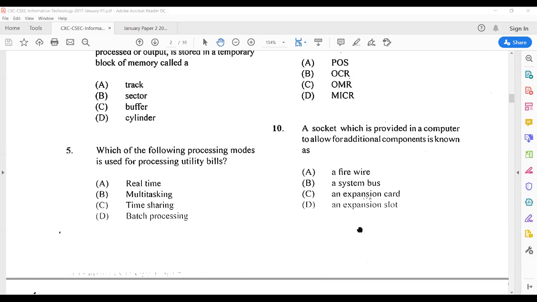Okay, so firewire is used to basically connect two devices. The system bus is a component on the motherboard that is used to communicate. Then you have expansion card and expansion slot. So what happened is the expansion card is the device itself, the additional component itself. And the expansion slot is what is used to connect expansion cards, right? So the answer for this one will be D. Okay. Everybody clear on that?